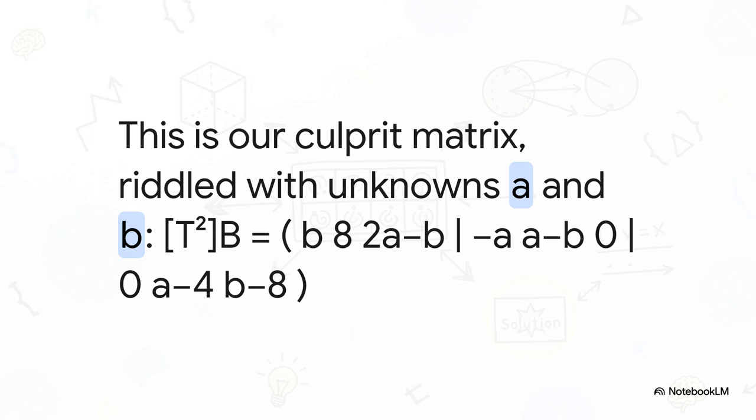This matrix right here, this is our linear transformation, T squared. And as you can plainly see, it's just full of unknowns. We've got an a and a b floating around in there. We have no clue what they are. So where do we even start? How can we possibly analyze this thing, let alone find something like its kernel?